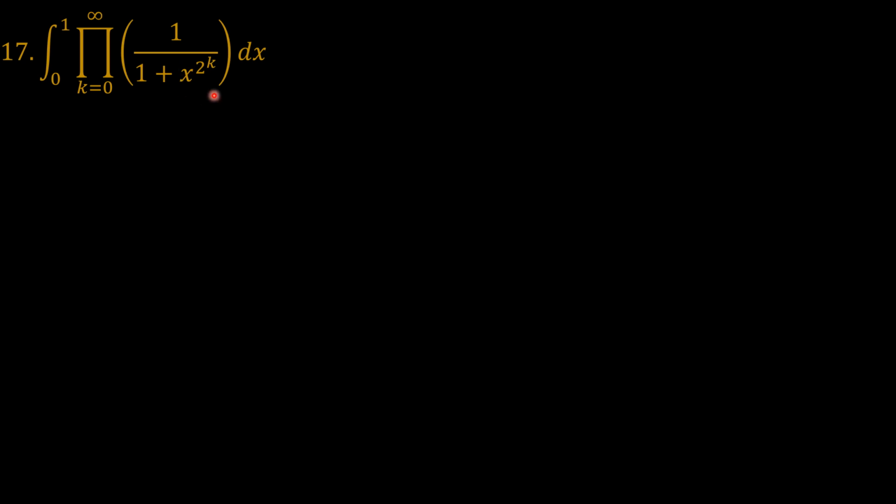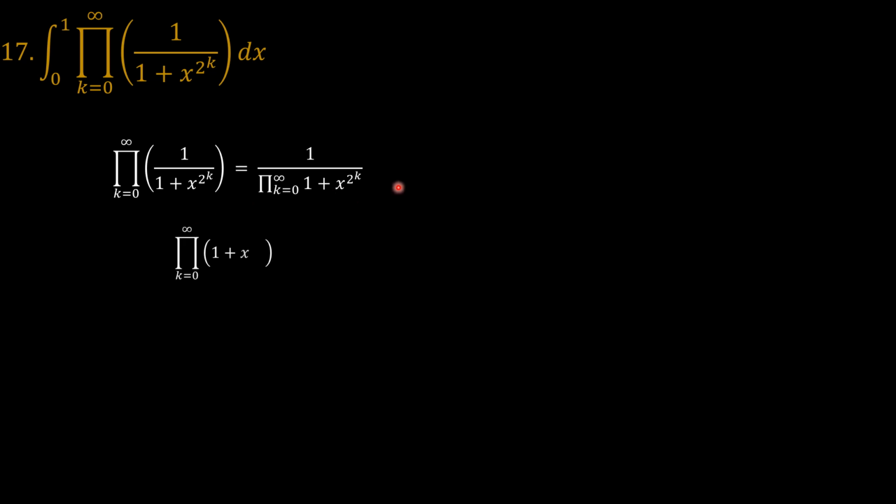So the next problem appears like a monstrosity of a problem, but it's actually very simple. It is the integral of the product of 1 over 1 plus x to the power 2 to the power k, from k equals 0 to infinity. By extracting this integral, because the numerators are all the same, it's the same as 1 over the product of the denominators, as you can see here.